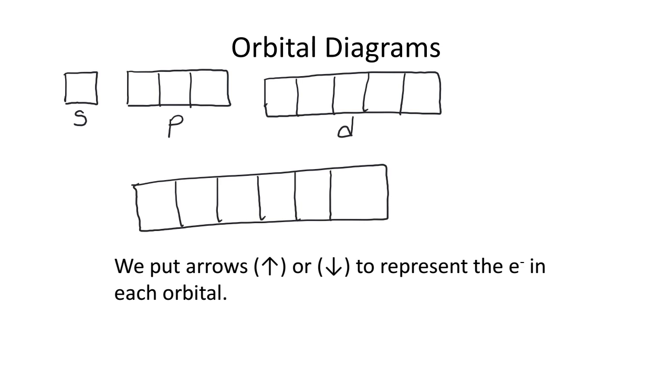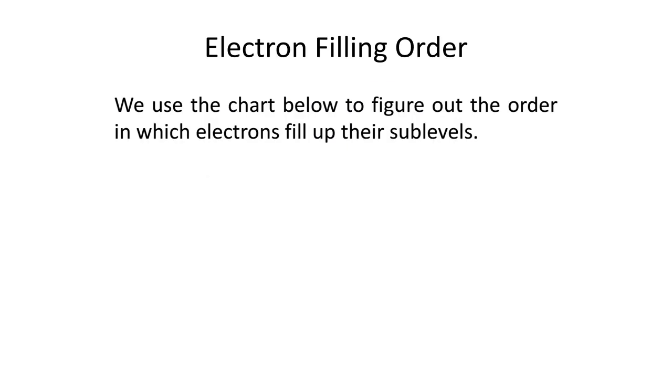Oops. Okay, hang on, guys. I am not very good at drawing these things. So 6 and 7. Not the best artistic. 4, 5, 6, 7. Oh well, who cares? Then we're going to put arrows either up or down to represent the electrons in each orbital.